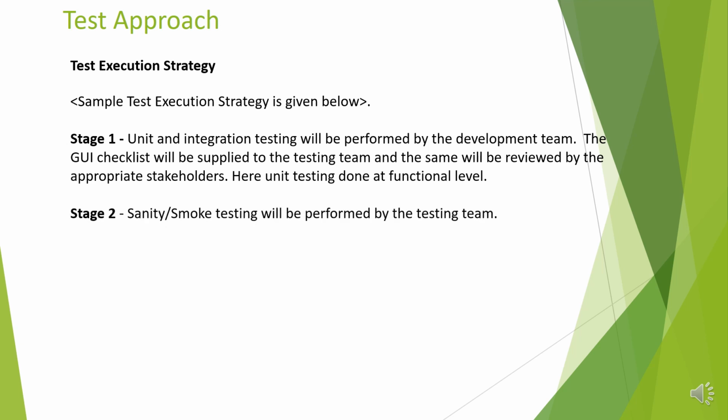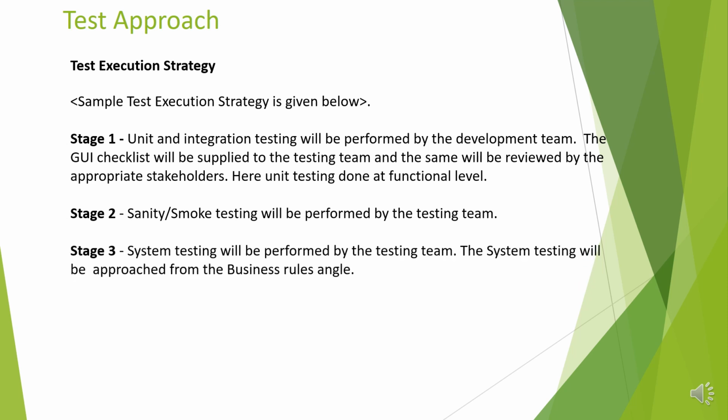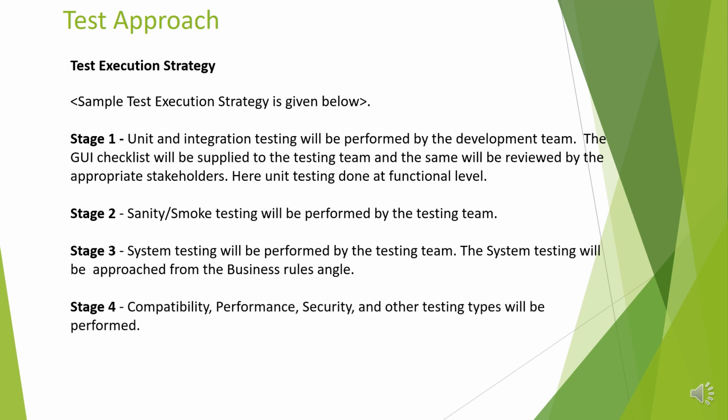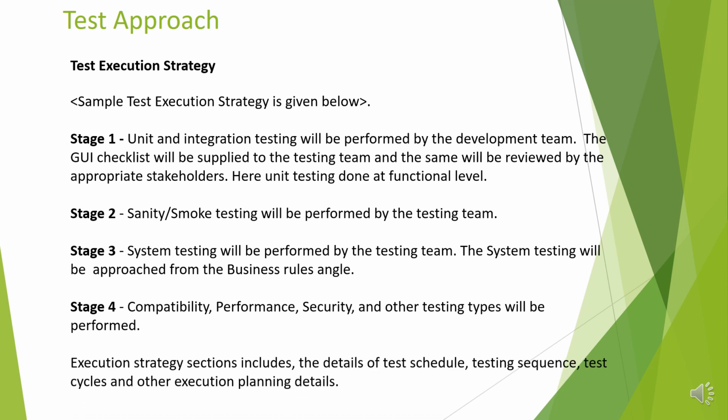Stage 2. Sanity testing or smoke testing will be performed by the testing team. Stage 3. System testing will be performed by the testing team. The system testing will be approached from the business rules angle. And the last, stage 4. Compatibility testing, performance testing, security testing and other testing types will be performed. The execution strategy section includes the details of test schedule, testing sequence, test cycles and other execution planning details.